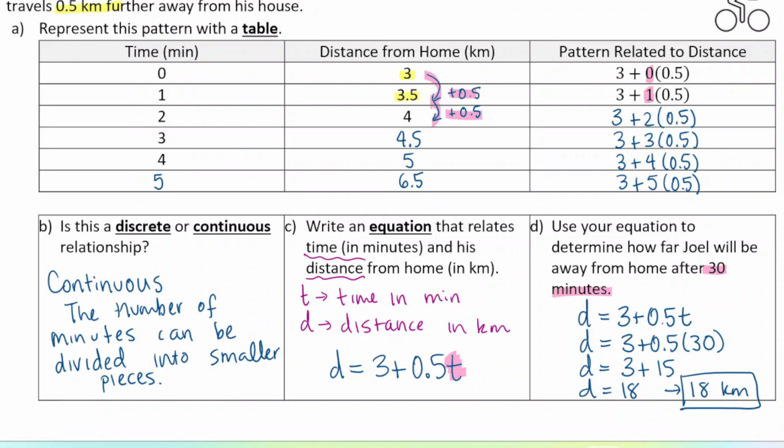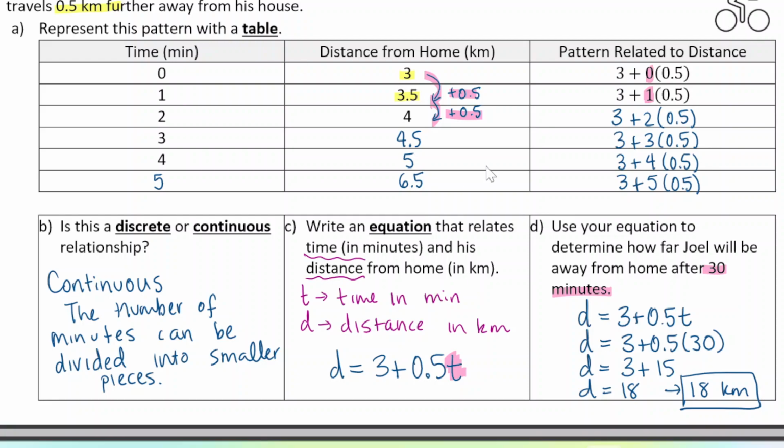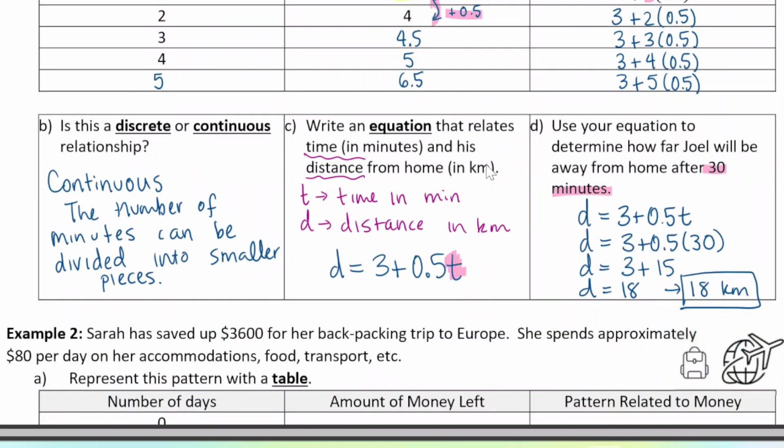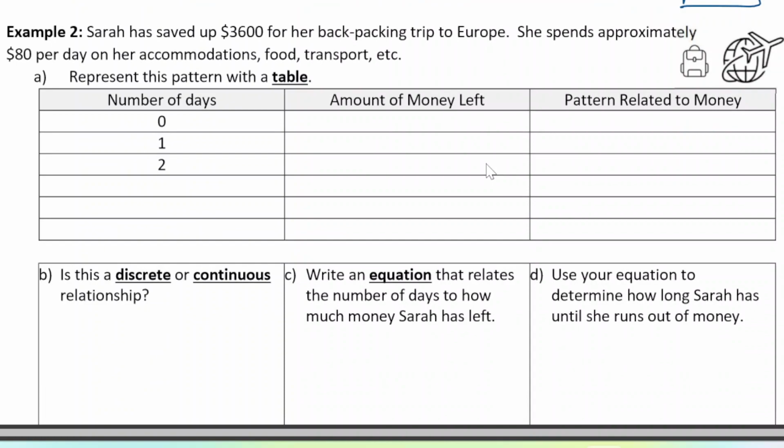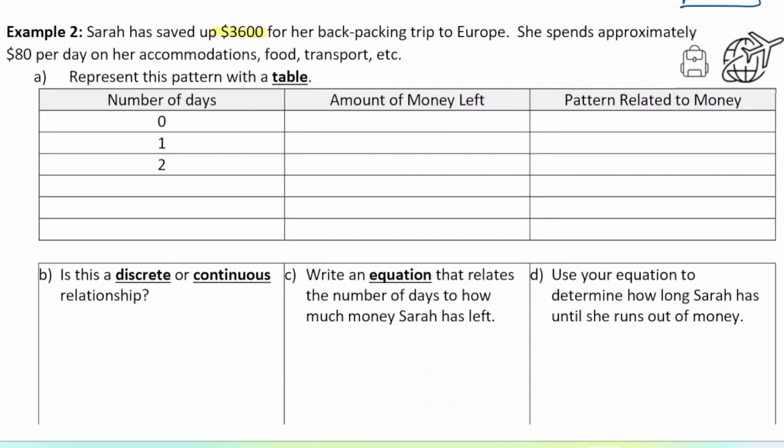We're going to do another example now, and this one is not going to be a continuous pattern. It'll be discrete, so you can see the difference. Okay, so Sarah has saved up $3,600 for her backpacking trip to Europe. So she's starting with $3,600. We can put that in the table here.